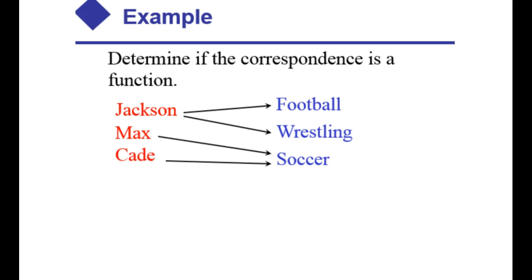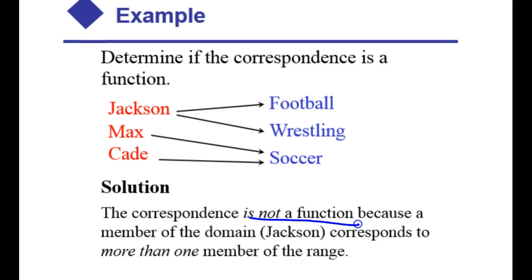So looking at this one, for every x is there only one y. Well, Jackson plays football, but then Jackson wrestles, and that's not a function because Jackson can only have exactly one member, and he doesn't. He has two. So I would say no, this is not a function. And it's not a function because for every x, there's not just one y. For Jackson, there's two y's, and that doesn't happen.